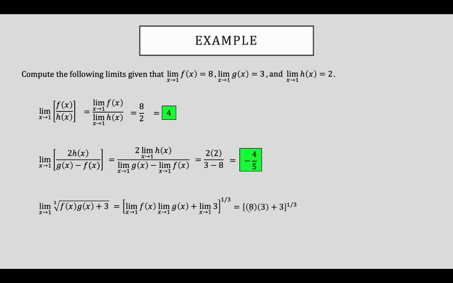Therefore, we end up with 8 times 3 plus 3, raised to the 1/3. 8 times 3, well, that's 24. Plus 3 is 27. 27 raised to the 1/3 power, or the cubed root of 27, is equal to 3.